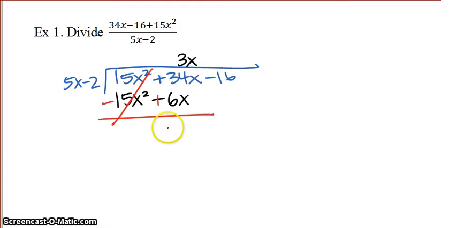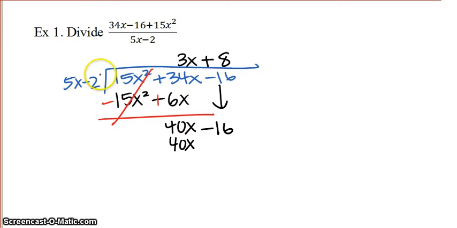So then we get 34x plus 6x is 40x. Bring down the negative 16. And we think, what times 5x will give me 40x? That's just a positive 8. So positive 8 times 5x is 40x. Positive 8 times a negative 2 is a negative 16. Need to subtract, so I change the signs. So that cancels, and I'm left with a remainder of 0.